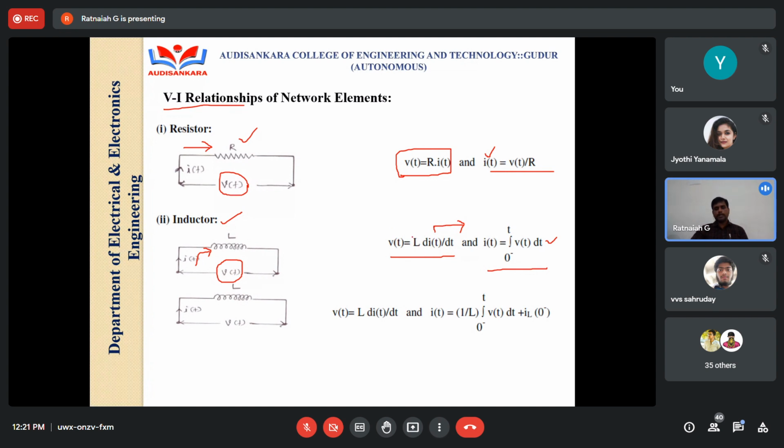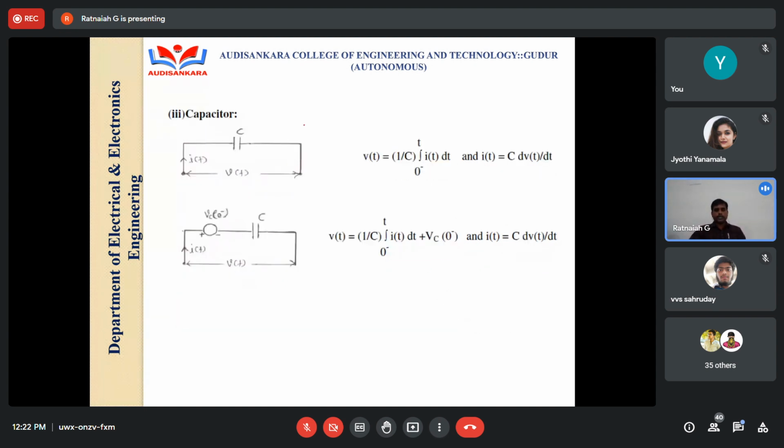Inductor element with respect to both the voltage and current: either v(t) = L di/dt, or i(t) = (1/L) ∫ v(t) dt. There should be 1 by L, that was missing. So i(t) is equal to 1 by L integral v(t) dt. If we consider initial conditions, we can add i_L(0 minus). This is for an inductor. You have to remember both relationships, voltage and current.